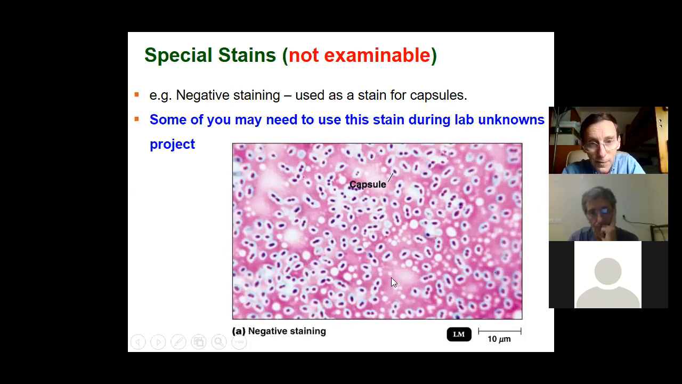So where would be a good one? This one right here would be a good one. This stain is staining the cells a dark purple and then staining the background of the slide a light purple. And then the capsule is this white area around the dark purple cell. And so that is a capsule. Any question about that? And the capsule stain, which in this case is a negative stain, is a special stain.